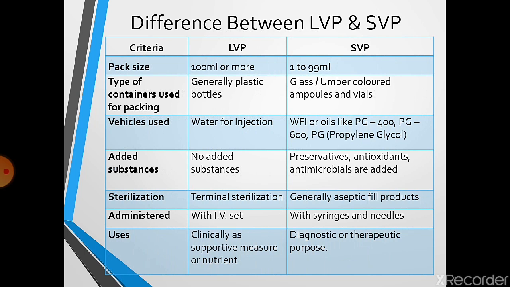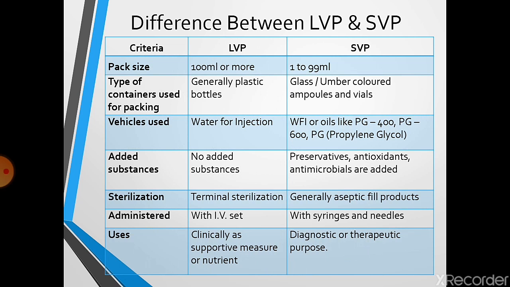For large volume parenterals, the pack size or volume is normally 100 ml or more, whereas small volume parenterals are 1 to 99 ml. For large volume parenterals, generally plastic bottles are used, whereas for small volume parenterals, glass and amber colored ampoules and vials are used. The vehicle used for large volume parenterals is water for injection, and in case of small volume parenterals, water for injection or oils like propylene glycol 400 and 600 is normally used.